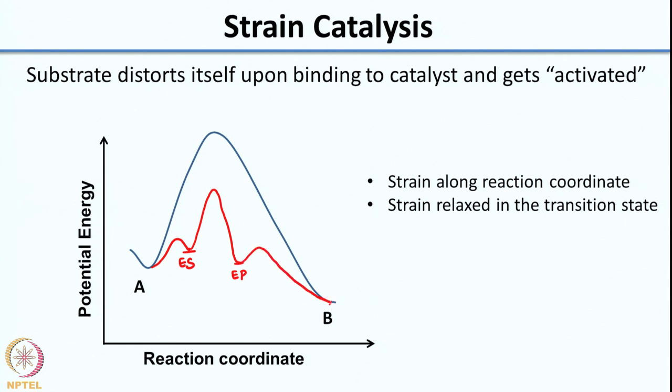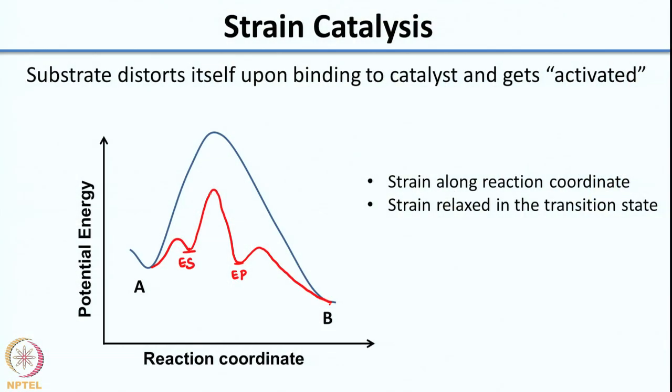Now here what happens is, as it goes to the transition state, probably there is a release of strain. So the transition state is stabilized, but your reactant is more strained. This kind of catalysis works when the strain is along the reaction coordinate and leads to an increase in energy of the enzyme substrate, or I have written enzyme substrate, but you can also call it a catalyst.